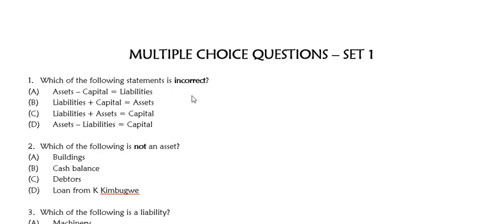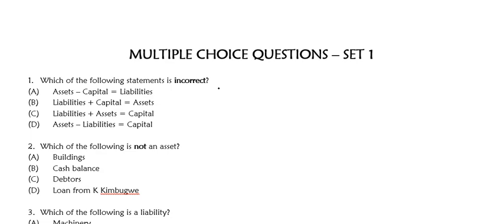Which of the following statements is incorrect? Option A, assets minus capital equals liabilities. Option B, liabilities plus capital equals to assets. Option C, liabilities plus assets equals to capital. Option D, assets minus liabilities equals to capital.